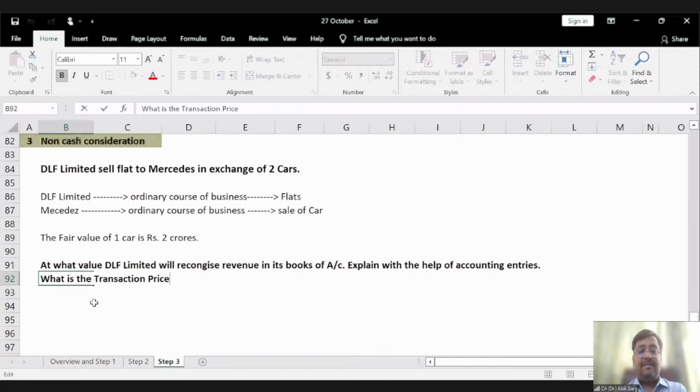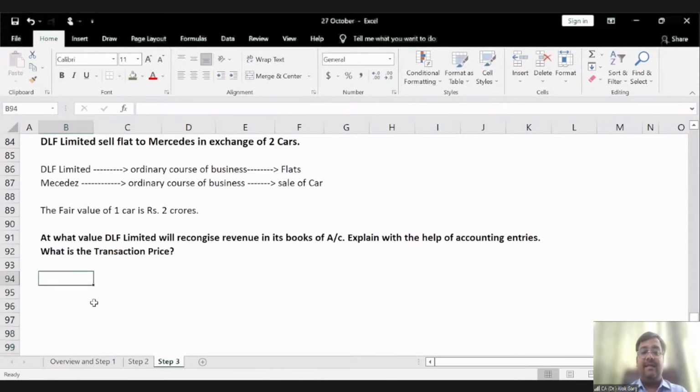Friends, the standard says, please remember this guidance. I'm writing the guidance here. Transaction price has to be computed in the below manner. What is that? First preference. You need to give the first preference.